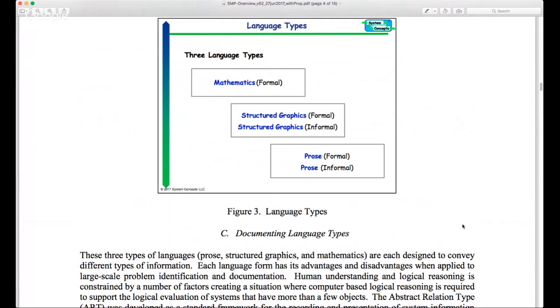So these 3 language types, of course, for any specific subject, can be put together in multiple different ways. You can have a subject that you use mathematics, structured graphics, and prose to talk about, to communicate about. And each of these language types has advantages and disadvantages.